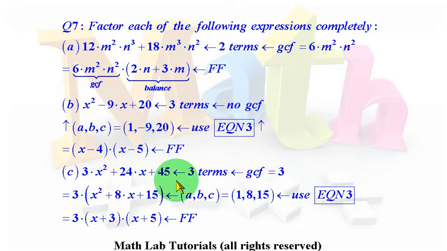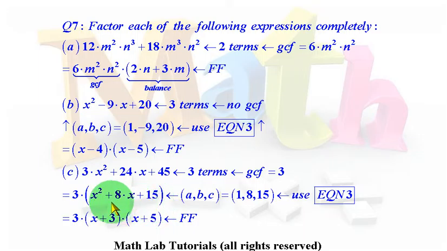Again, we recognize this is a trinomial, and it's a quadratic because the degree is 2. And it's 3 terms. The GCF this time, 3, 24, and 45, the GCF is 3. So we can factor out the GCF out front and use division to find the balance. We get 3x squared divided by 3 will give you x squared. 24x divided by 3 will give you 8x. 45 divided by 3 will give you 15.